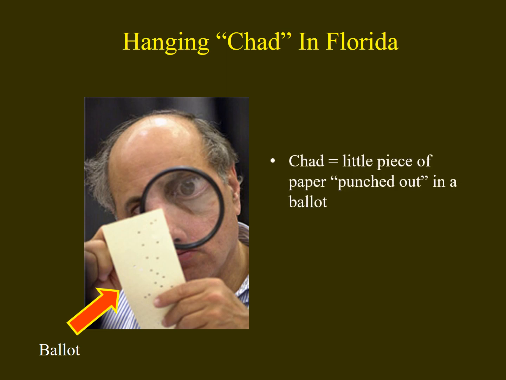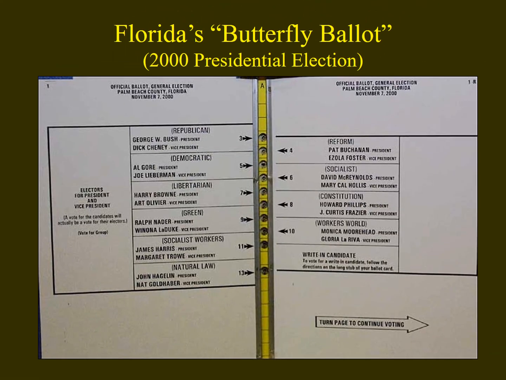A chad is a little piece of paper that gets poked out or punched out in that ballot, next to the name of the person that you voted for. Here you see an elections official who is trying to determine whether maybe the hole didn't get poked out the whole way, and so he's trying to determine if someone actually did or did not vote for one of the candidates. He was using a magnifying glass.